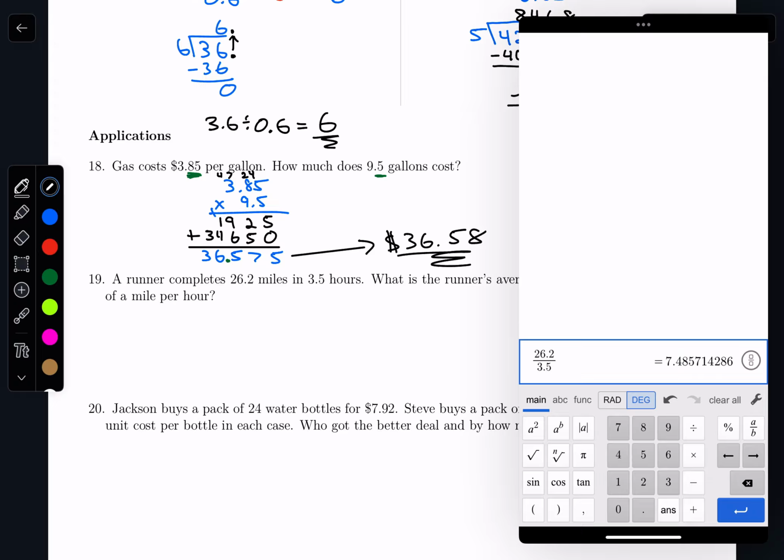7.485714286. We don't have time to go into that many place values when we do division. So in this case, we're going to go to the nearest tenth, which means we will stop our division process once we get to the hundredths spot, because that will give us enough information to round to the nearest tenth.